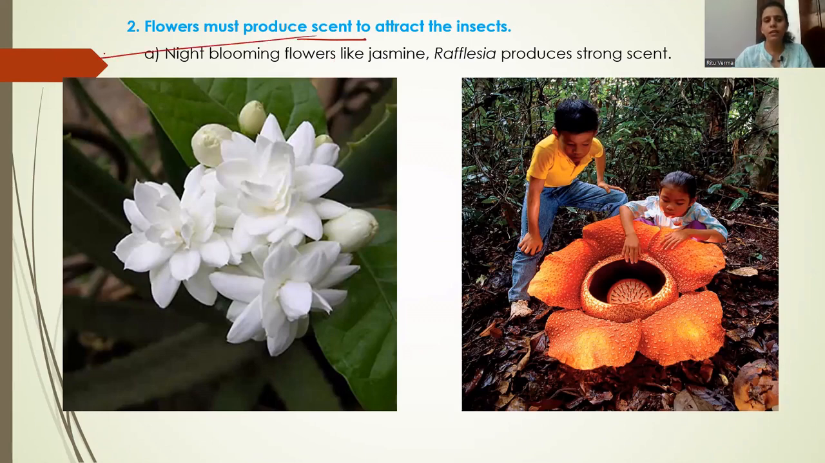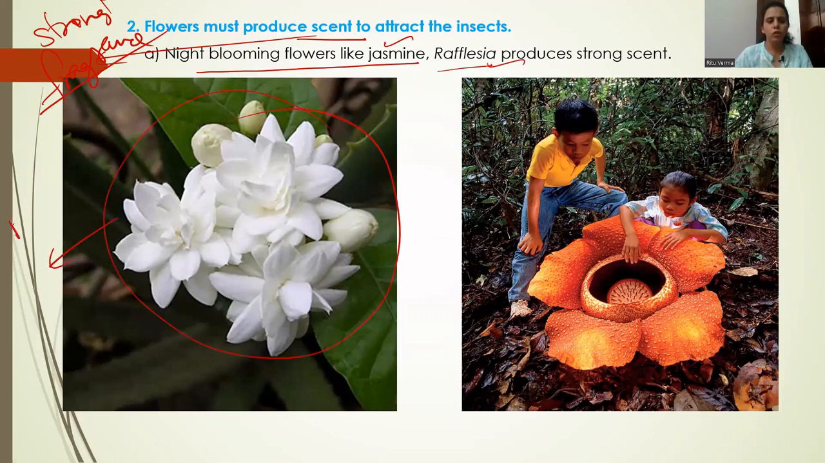Okay, these plants produce a strong fragrance in order to attract these insects. Examples are night blooming flowers, that is jasmine and rafflesia. We all know jasmine. Commonly it is also called mogra, and in Hindi it is also known as chameli. This jasmine flower produces a very nice fragrance, which actually attracts moths during the night time for the process of pollination.